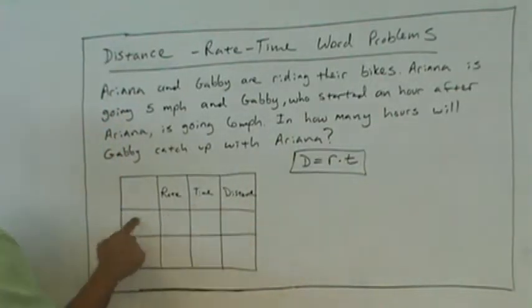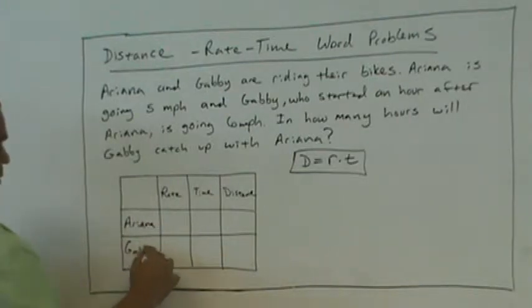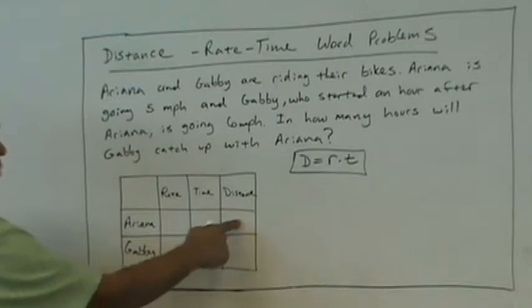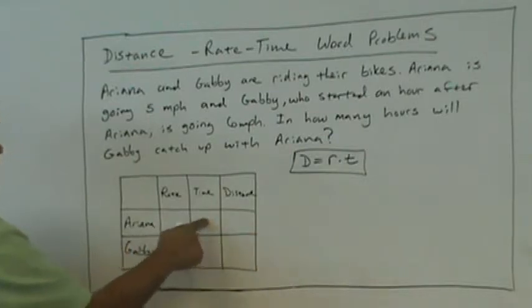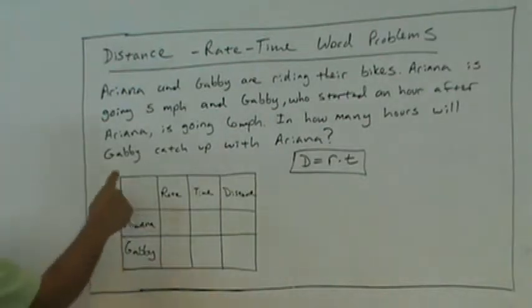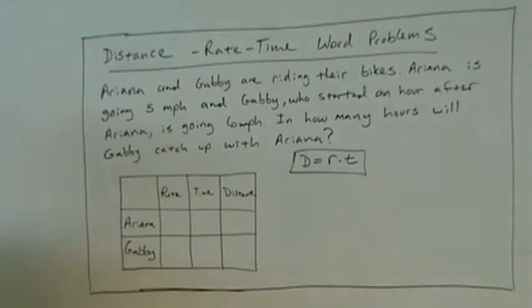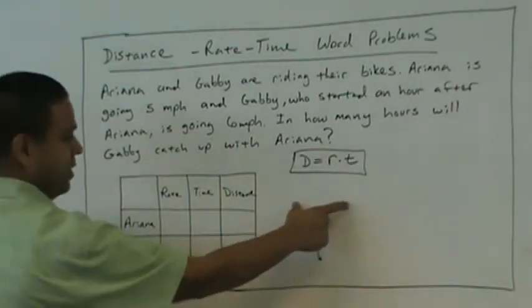So the distance that someone travels, like Ariana and like Gabby, is going to be their rate times their time. Alright? Now that we made a nice little chart, it's going to help us organize the information from the word problem. And then we're going to find an equation that we could solve.